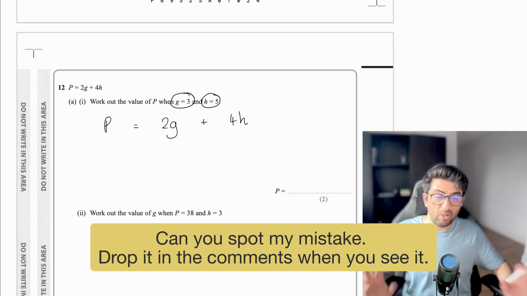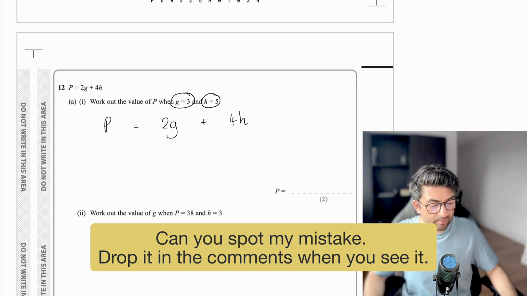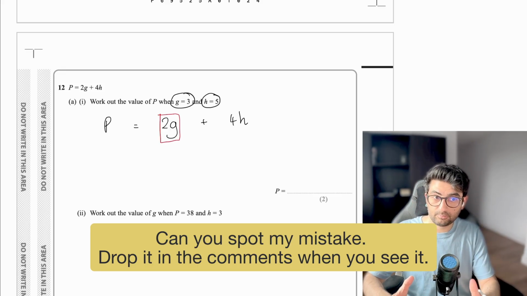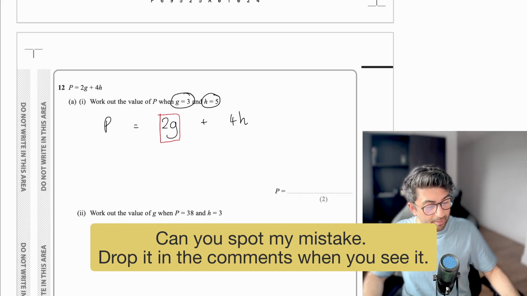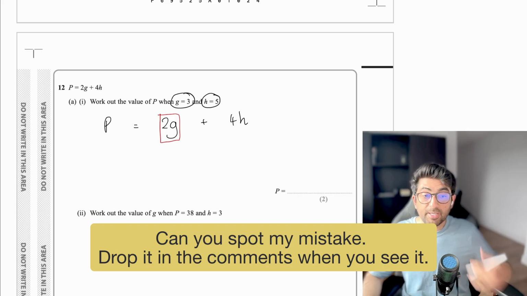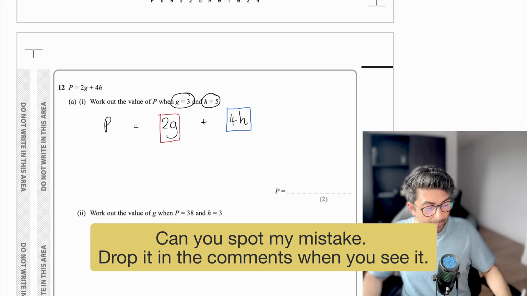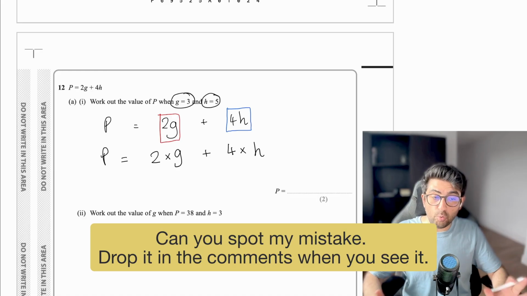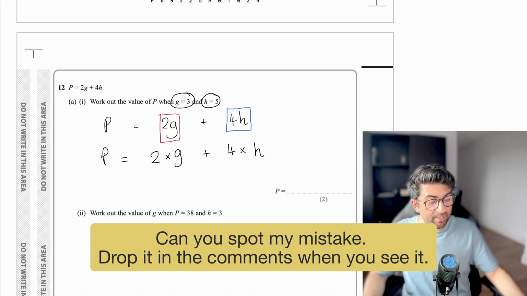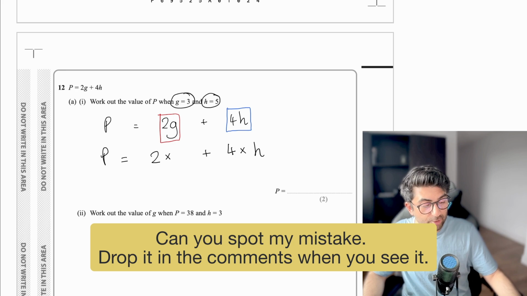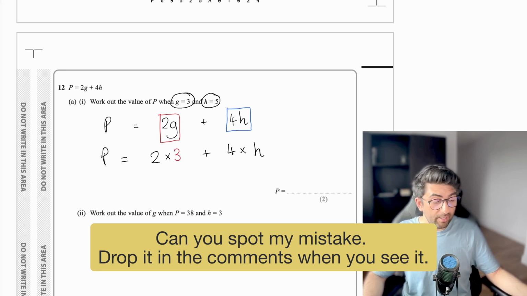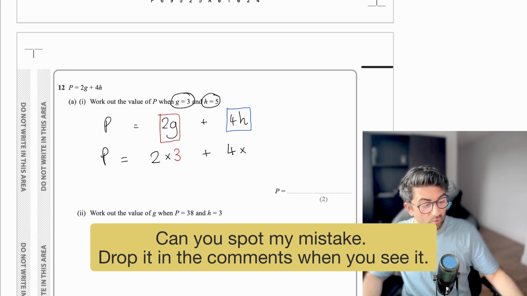Okay, so in algebra, when we have a number standing next to a letter, it means multiply. And the same goes for this one here. This one also means multiply. So what this is actually saying is P equals 2 times G add 4 times H. And we know G and H because the question tells us. It tells us that G is 3. So I can replace the G with a 3 and I can replace the H with a 5.